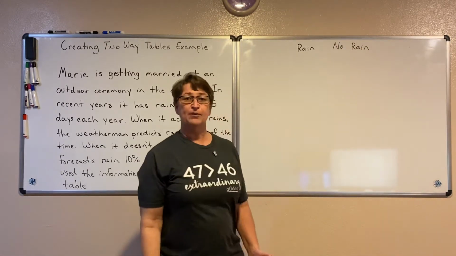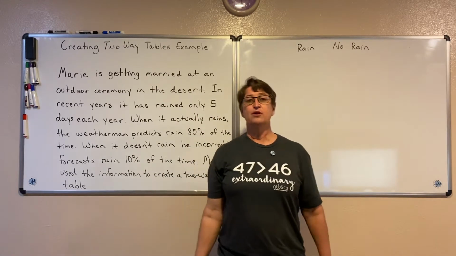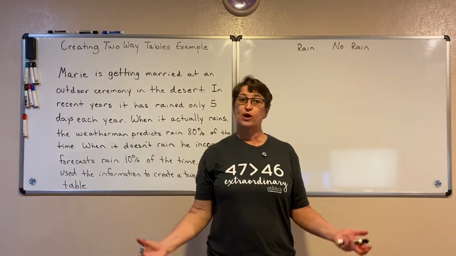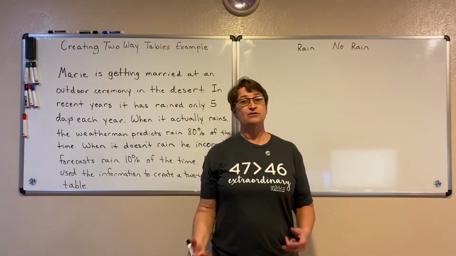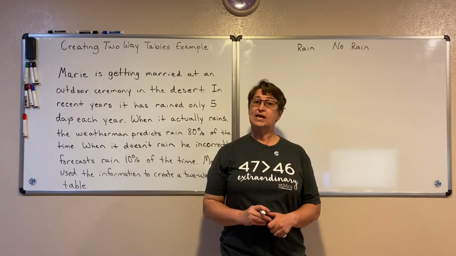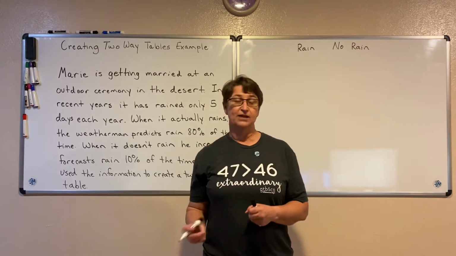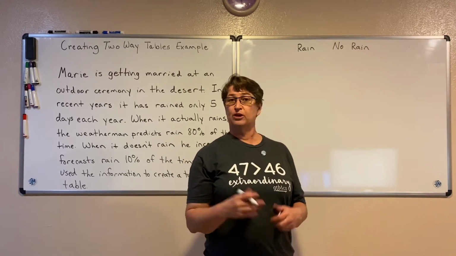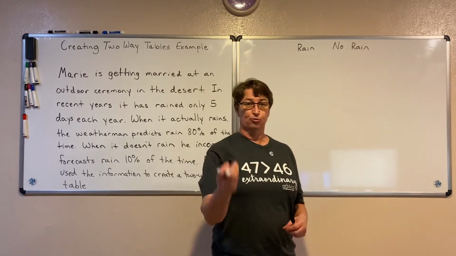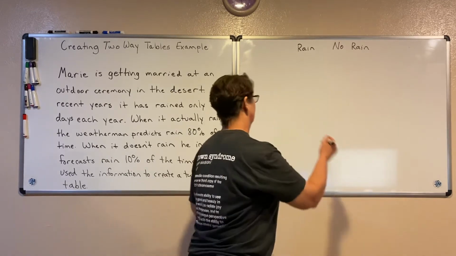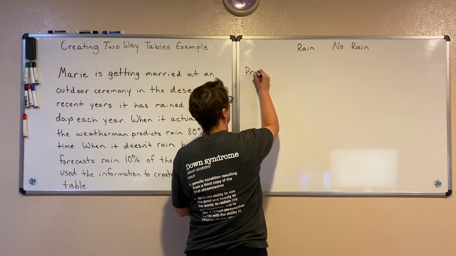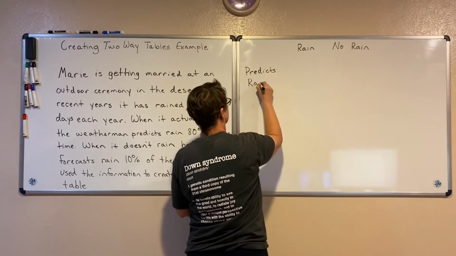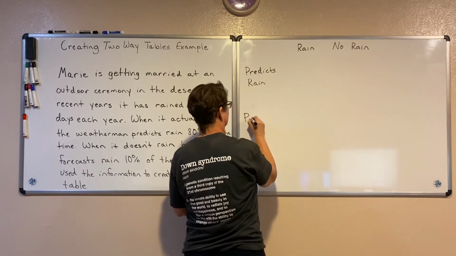So we're looking at how many days each year that happens. Then she wants to know, of those days that it rains or it doesn't rain, what does the weatherman do? How does he handle that? Well, sometimes he predicts rain and sometimes he predicts no rain. So our other variable is the weatherman's actions. He either predicts rain or he doesn't predict rain. So that'll be along this column. Predicts rain or he predicts no rain.